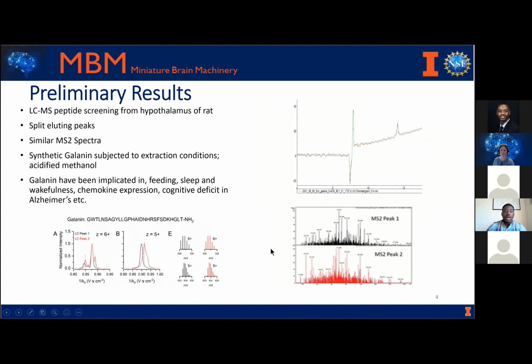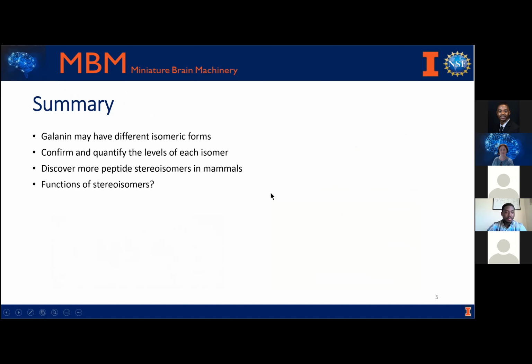Now, in order to ascertain that whatever we are observing is not from our extraction procedures, we tried to employ synthetic standards and treat them with the extraction conditions. And we observe that there is no difference between the treated synthetic standard and the untreated one. So therefore, whatever we are seeing is something that may be occurring endogenously within the tissues.